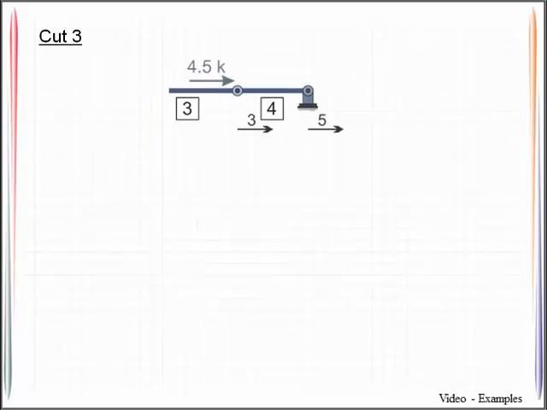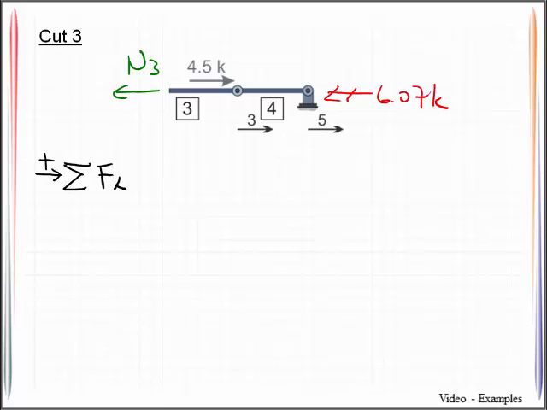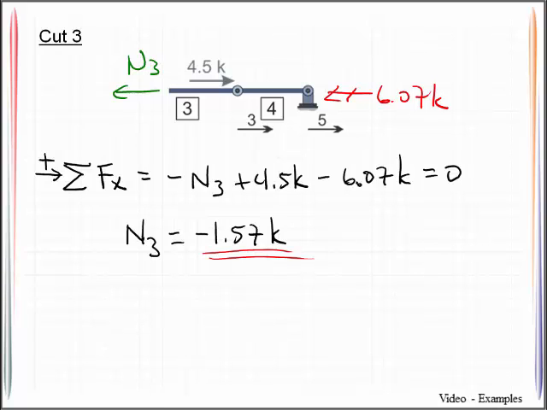And lastly, we will make a cut in bar 3. Then we will sum forces in the x direction. That reveals that N3 is a negative 1.57 kips. We know the negative then tells us that that bar is going to be in compression. So we now have joint displacements, reactions, and also the internal forces in the truss members.